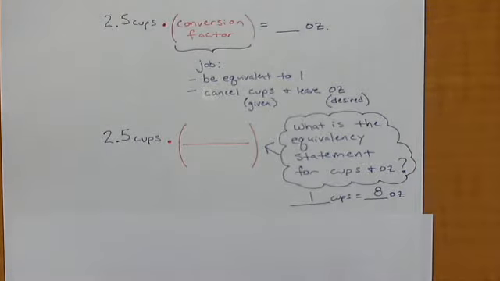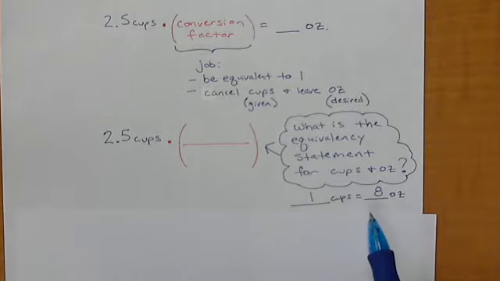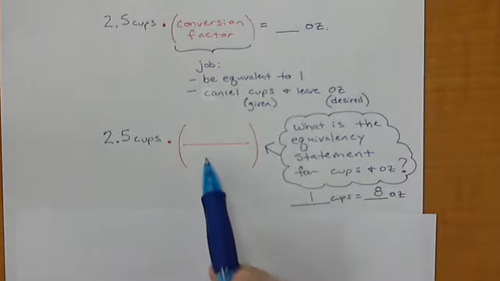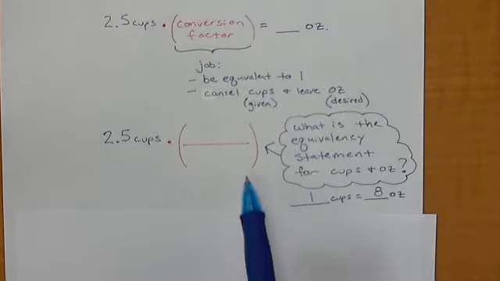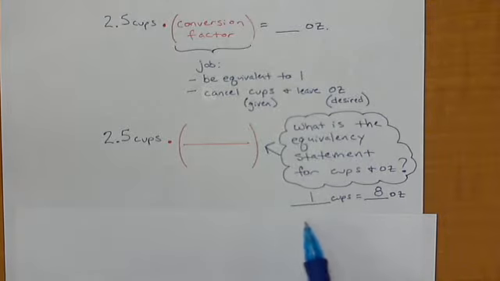I'll give you 1 cup of chocolate milk, or 8 ounces of chocolate milk. It shouldn't matter, because they're the same. So these are going to go into this conversion factor fraction. 1 on top, 1 on bottom, and because they're the same, we know that this is equal to 1. So we get our conversion factor to equal 1 by knowing that these are equivalent.